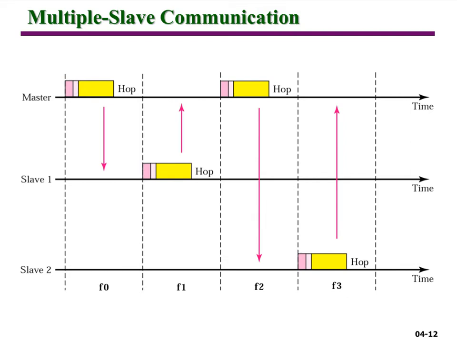In the odd time slots, it's one of the slaves communicating with the master node. And as we said, the communication always goes through the master node. So even if two slaves are communicating together, they have to go through the master node in a two-hop communication.